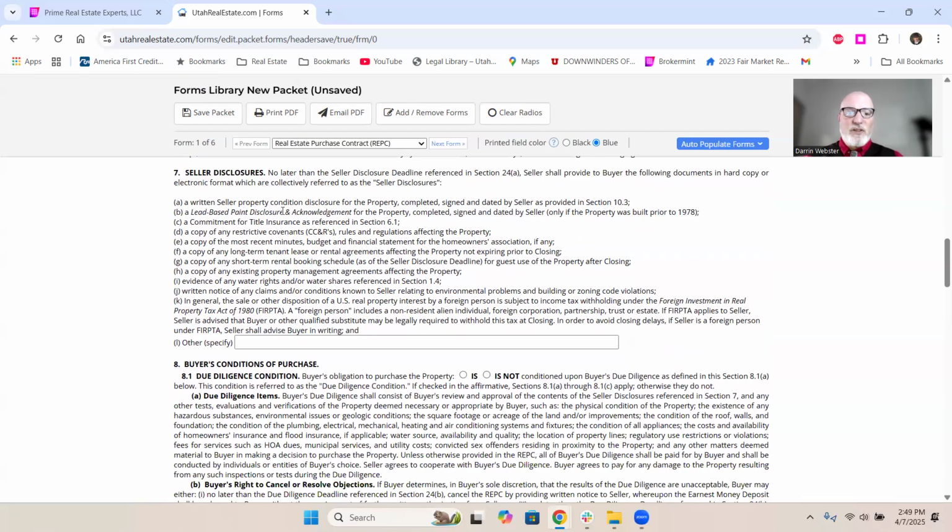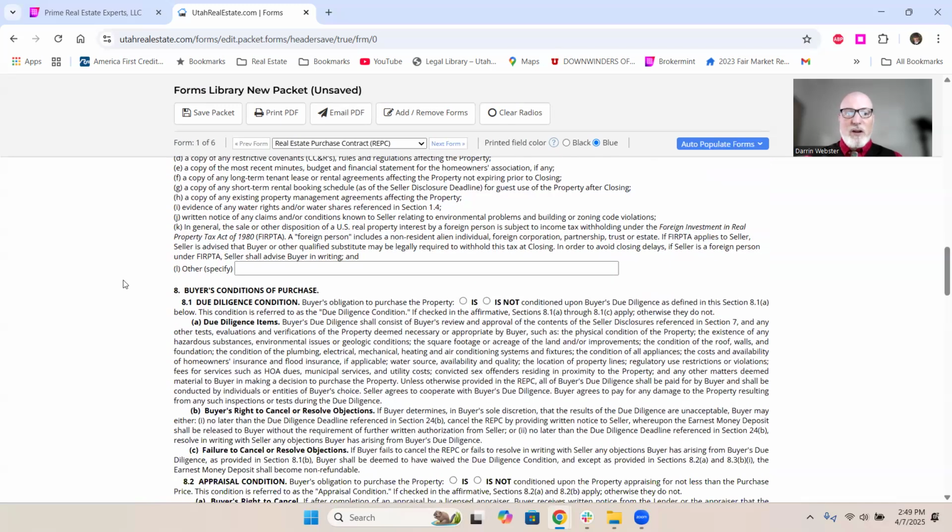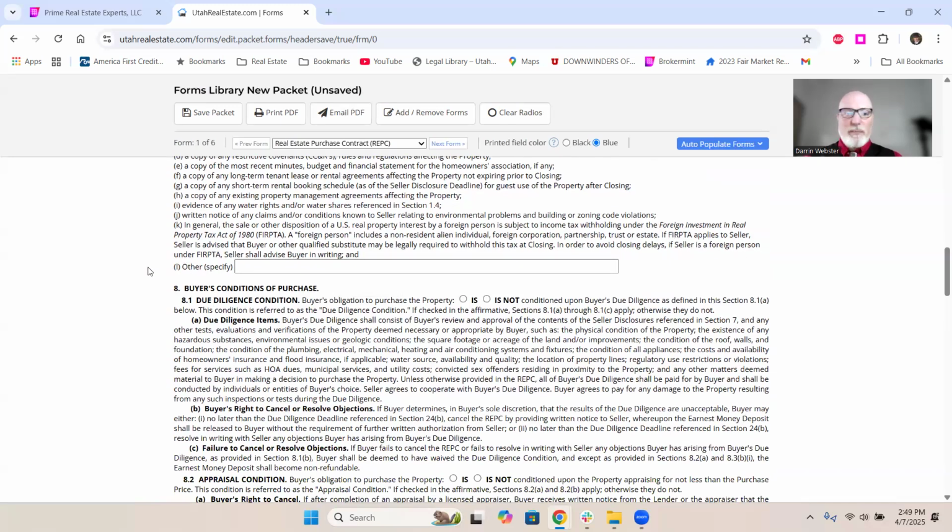Seller disclosures. This is a list of everything that the seller can be requested to provide to the buyer, the most common being the property condition disclosures. They're required. Lead-based paint disclosure is required if you're going to do an offer and it's there. All of the CC&Rs, any rental agreements that are in place, water rights, property, all of those. These are all, again, required. They can also put anything else they might want to know about.